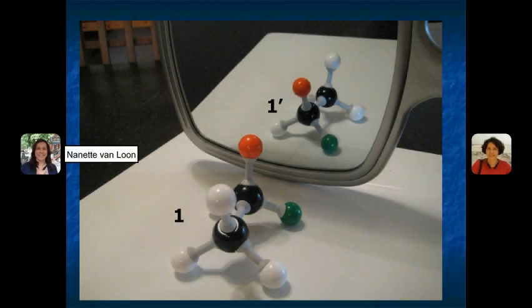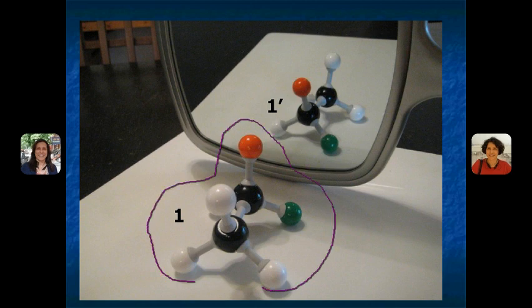To illustrate the concept that enantiomers are mirror images of each other, let's have our molecule with the chiral carbon atom look in a mirror. So this is the original molecule and we called it number 1. When we put a mirror in front of it, the image of it, number 1 prime, is its mirror image. Of course, it's in the mirror, but if it were in real life, it would be its enantiomer. And it has the same organization, but in the opposite direction.